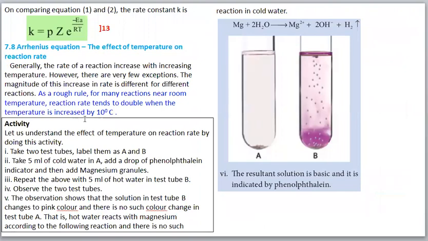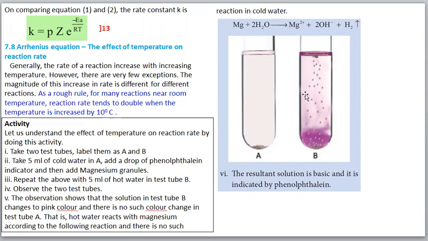So generally, in all reactions, when temperature increases, rate of reaction also increases. In most reactions, at around room temperature, for every 10 Kelvin rise in temperature, the rate of reaction is also doubled. Then the effect of temperature we can identify from the following simple experiment.